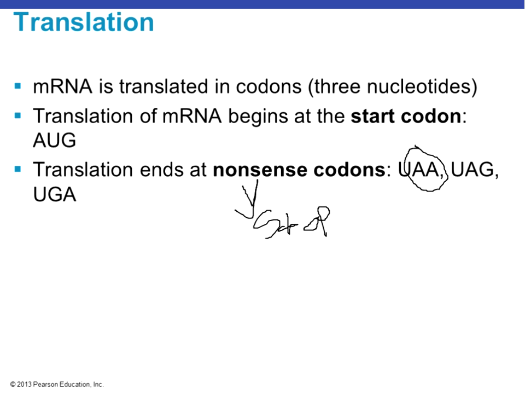And we have 3 nonsense codons. Notice that they have 3 letters. All codons have 3 letters. All codons are also found on messenger RNA. Messenger RNA equals codons. But we have 3 that say stop, and we only have 1 that says start, and that's AUG.